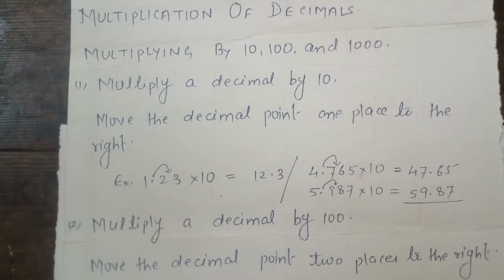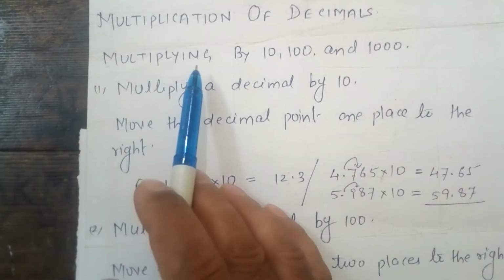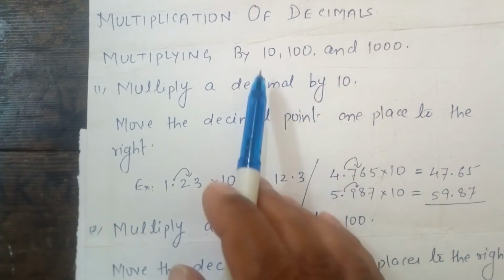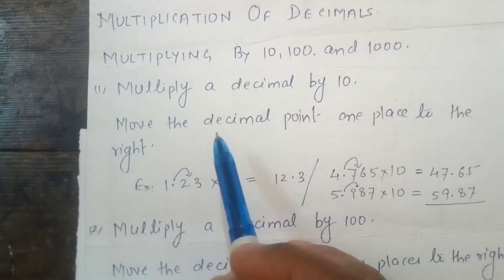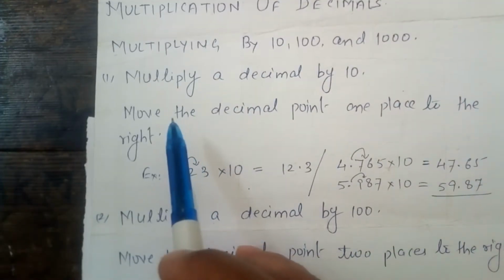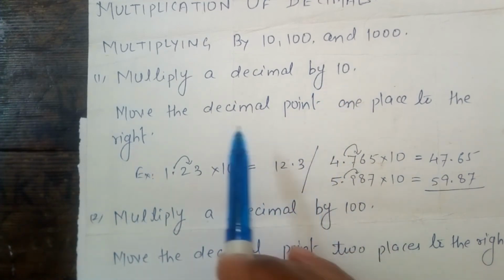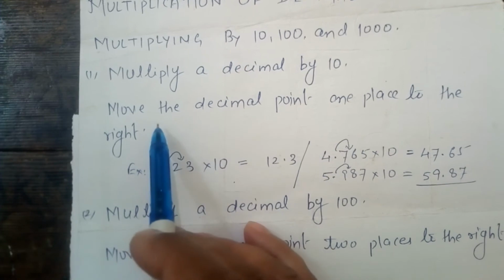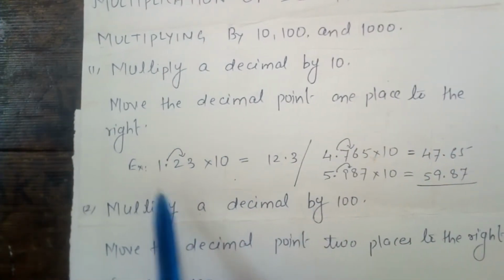Now today we will discuss multiplication of decimals. Your topic is multiplying by 10, 100 and 1000. For this topic we will apply some basic points. Your first point is multiply a decimal by 10. For this rule, the statement is: move the decimal point one place to the right.